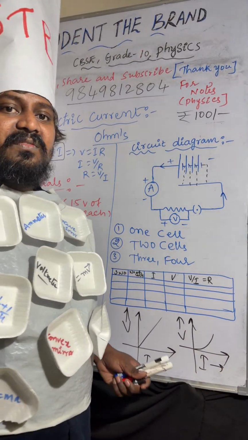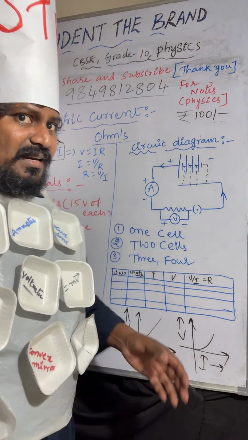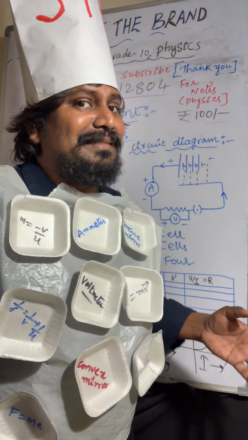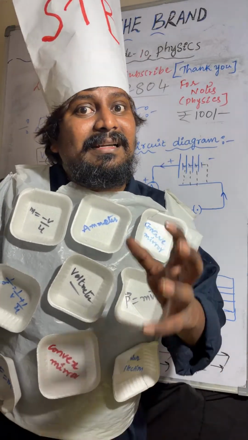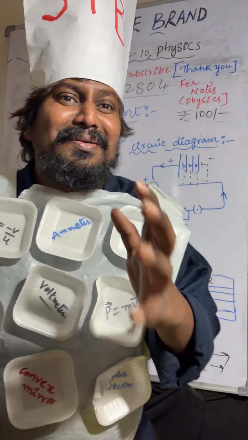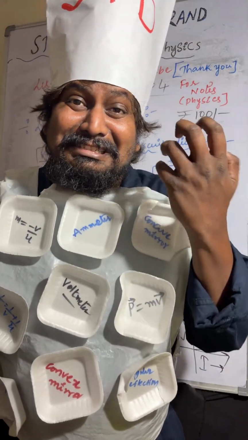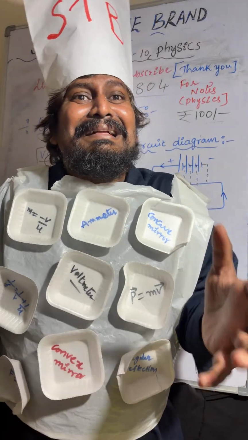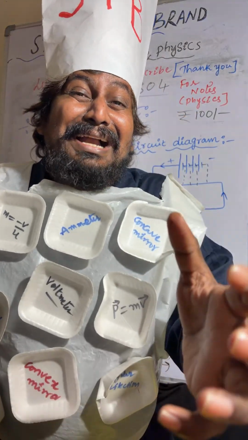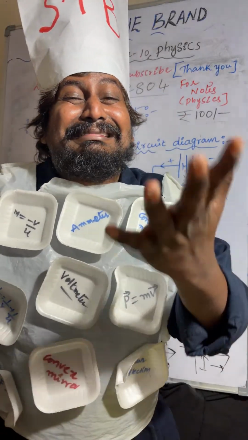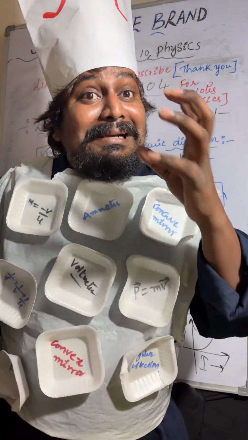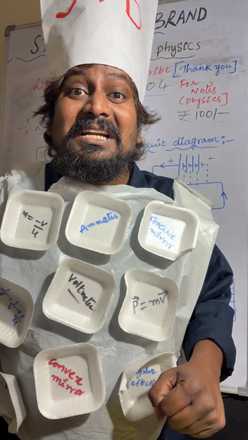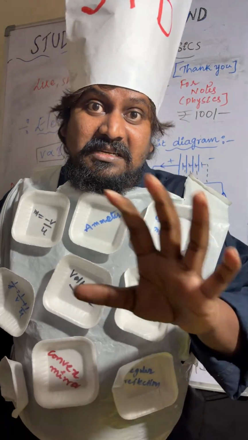So the graph is linear for ohmic conductors only, and curved for non-ohmic conductors. Ohmic conductors are nothing but the conductors which obey Ohm's law. The conductors which do not obey are called non-ohmic conductors. Once again, we will discuss Ohm's law.